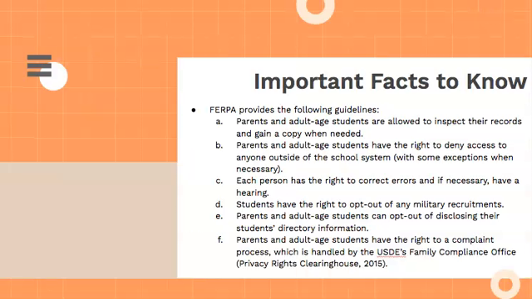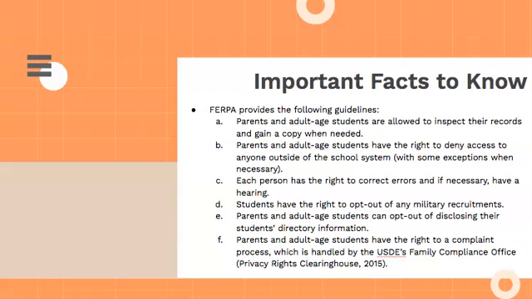So the basic guidelines that apply to FERPA are for parents and adult-age students. Adult age applies to students who are 18 or above and enrolled in college courses, and that can apply to 17-year-olds as well. Some students do get into college at the age of 17, and if they're at one of those institutions, this is going to apply to them as well.